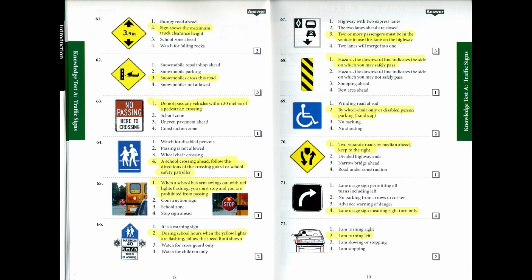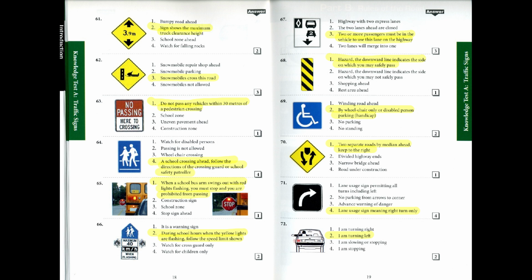Number 64. A school crossing ahead, follow directions of the crossing guard or school safety patroller. Number 65. When a school bus arm swings out with red lights flashing, you must stop and you are prohibited from passing.